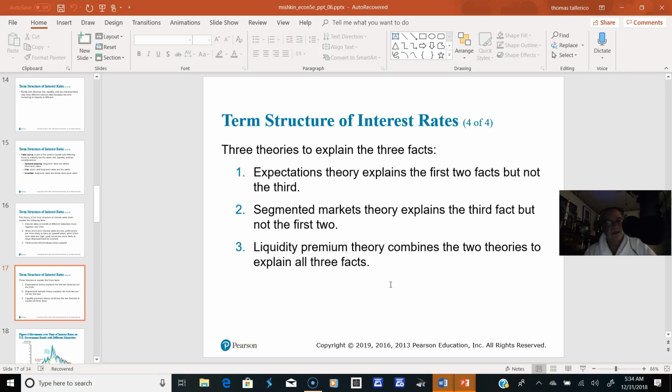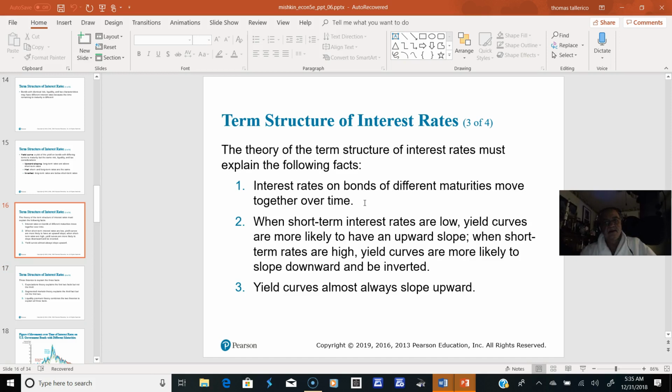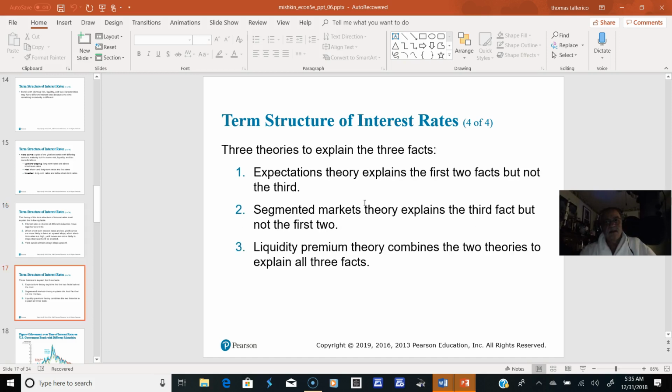All right, so there's three famous theories that explain the term structure of interest rates. The expectation theory explains the first two facts, right? And the segmented market theory explains the third fact. So they take the facts about interest rates, as we just talked about, these three, and basically the liquidity premium theory will try to combine the two theories and explain all three facts. So these are the three theories: the expectation theory, the segmented market theory, and the liquidity premium theory.